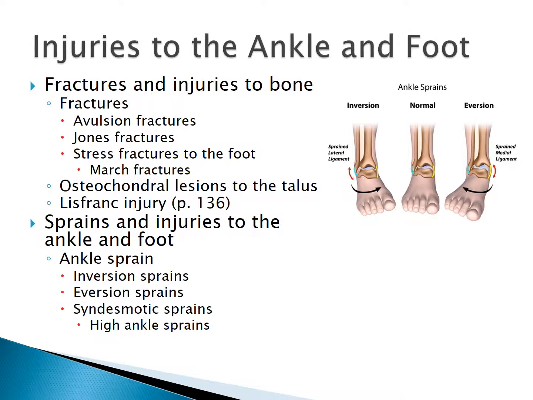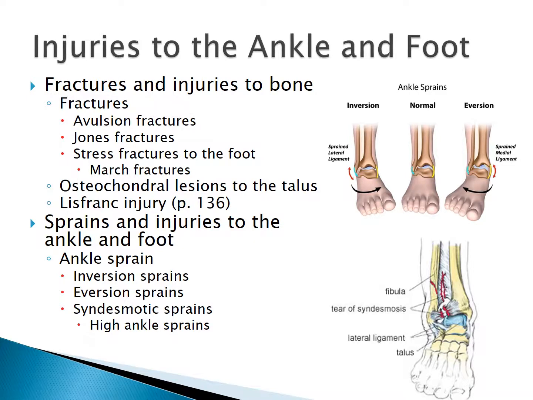A true inversion mechanism can cause damage to one or more of the 3 lateral ankle ligaments, which include the anterior talofibular, calcaneofibular, and posterior talofibular ligaments. Eversion injuries stretch or rupture the triangular deltoid ligament located on the medial aspect of the ankle. Similar to muscle strains, ligament sprains are graded based on severity, 1st through 3rd.